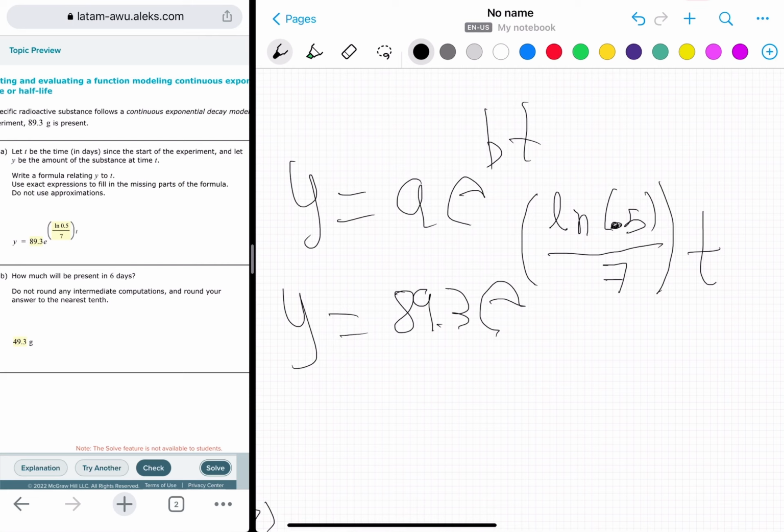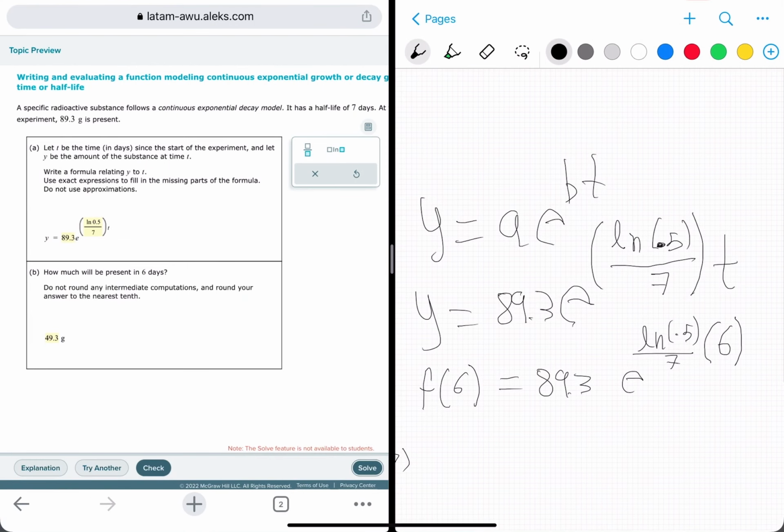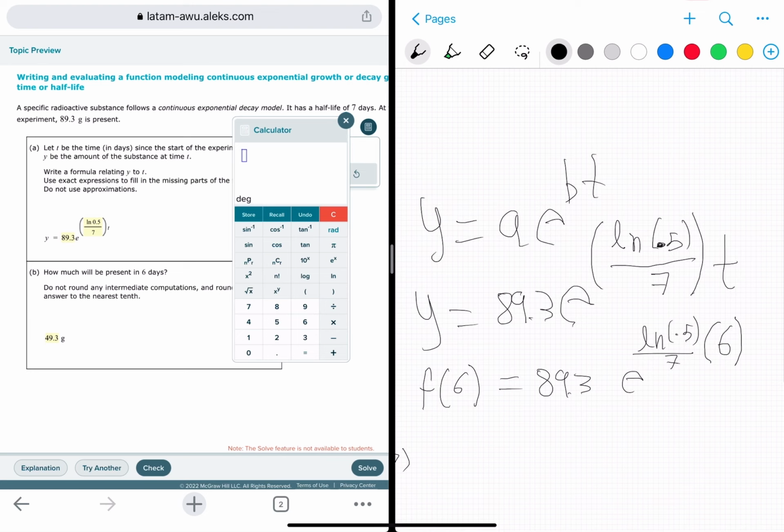Now, for the second part, it asks me how much will be present in 6 days. So what I have to do here is take this function and evaluate it. I have to evaluate it at 6. Pretty easy. 89.3 times e to the natural logarithm of 0.5 over 7. And instead of writing t, I will write 6 because I am evaluating the function. And I can use a calculator here for this one.